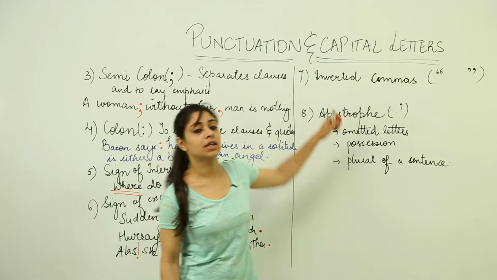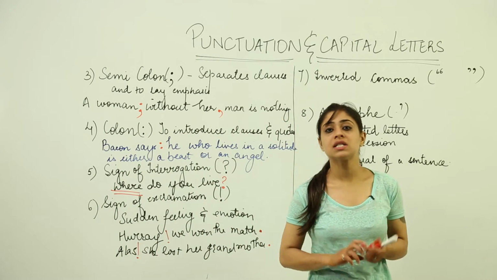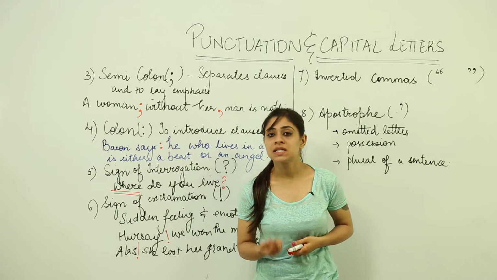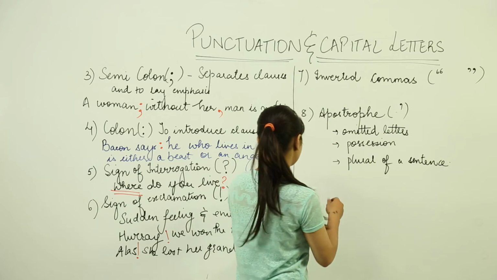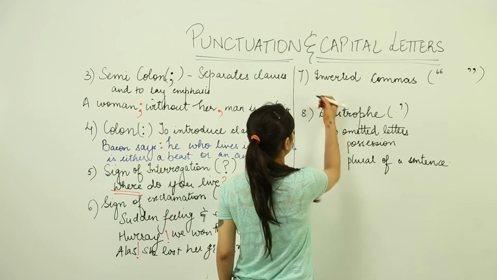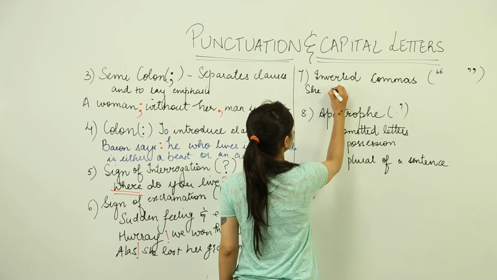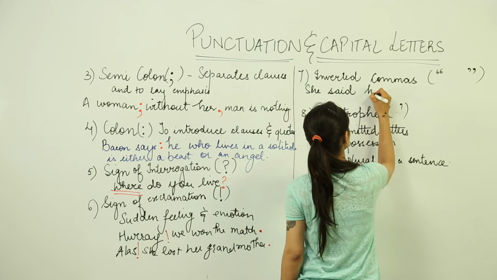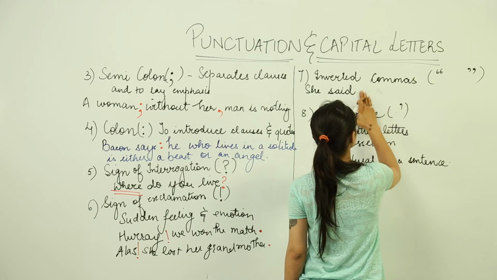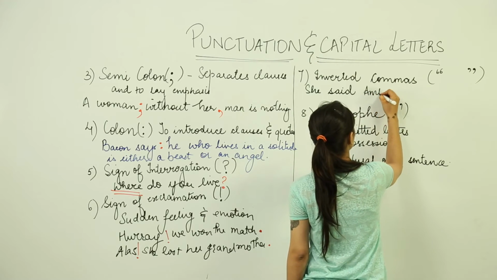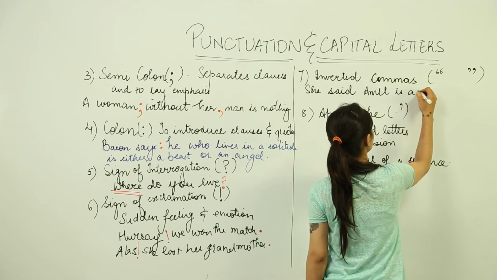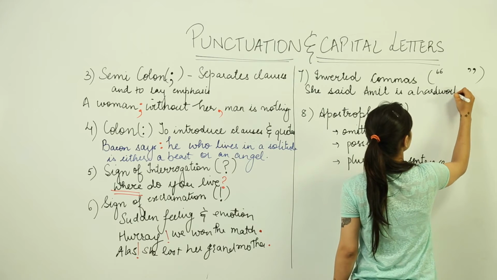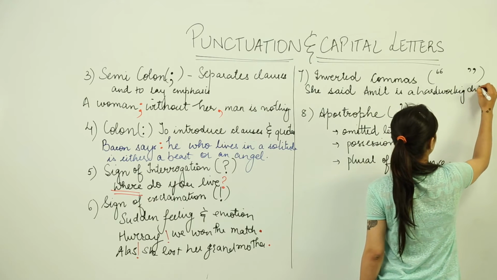Moving on to inverted commas. Now inverted commas generally come wherein we are using direct speech. For example, wherein somebody is quoting something. She said, Amit is a hard-working child.